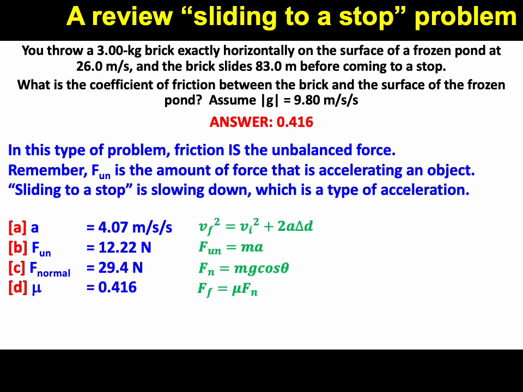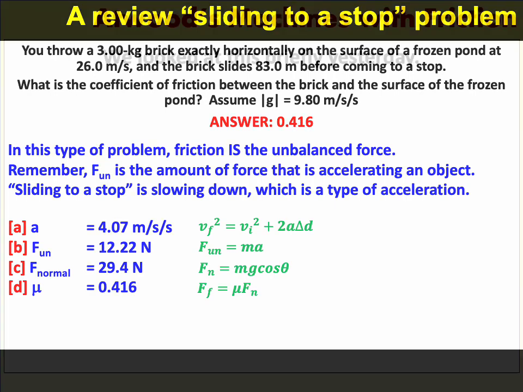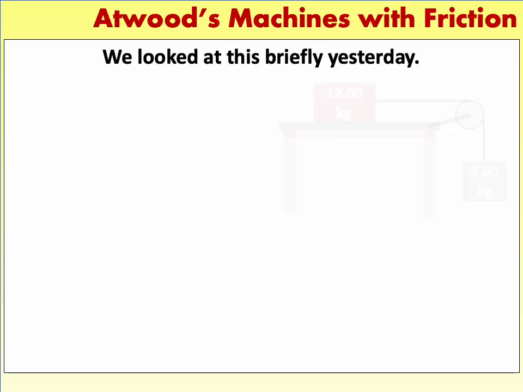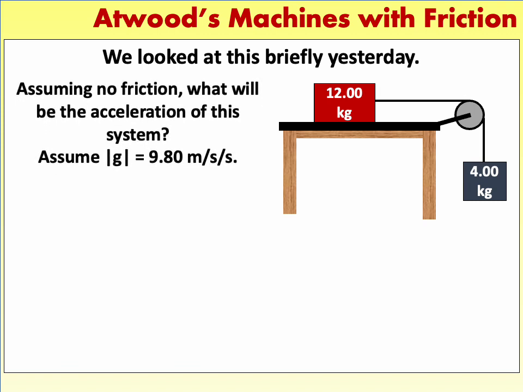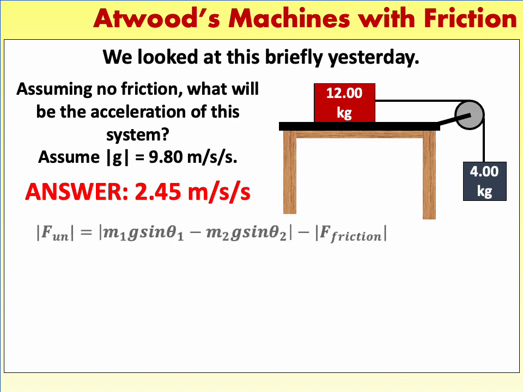Okay, last thing is to take a look at Atwood's machines with friction. And we looked at this before. We started off talking about an Atwood's machine without friction, just as a refresher. So what we needed to do is use this formula we've used before. Unbalanced force is m1g sine angle 1 minus m2g sine angle 2. And we're going to get fancy and say, oh yeah, friction will take away from the unbalanced force. Well, there just isn't any. So that force of friction is going to be 0.